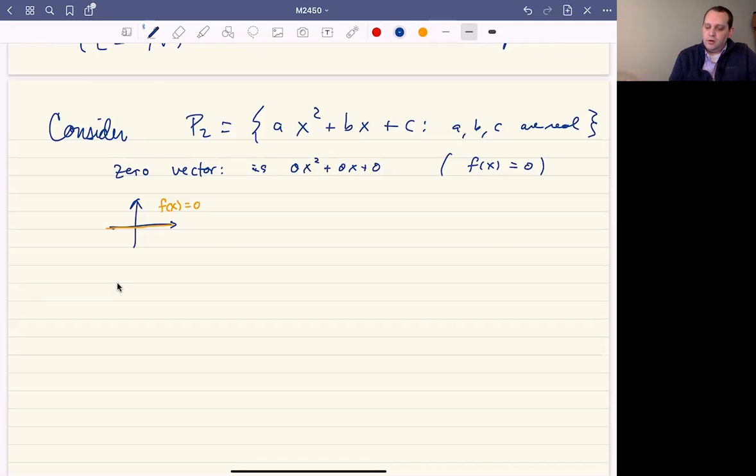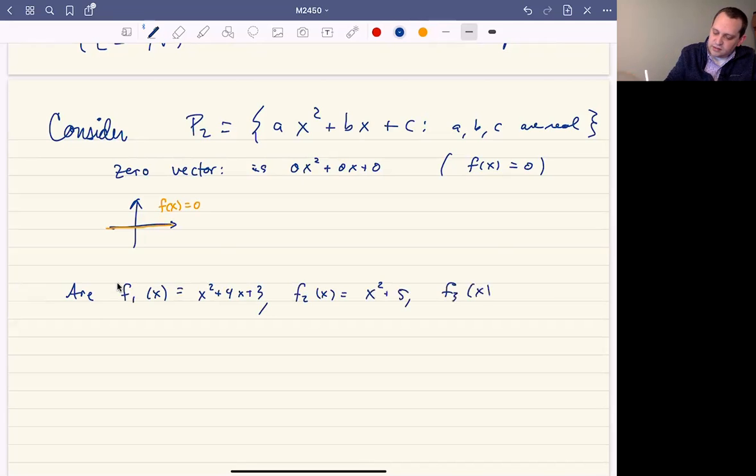Now, what we need to do is let's take 3 vectors in P2, and I want to determine whether or not they're linearly independent. So let's call them F1, F2, and F3. F1 of x, let's say x squared plus 4x plus 3. F2 of x is, say, x squared plus 5. And F3 of x is going to be x squared plus 4x. Are these linearly independent or not?